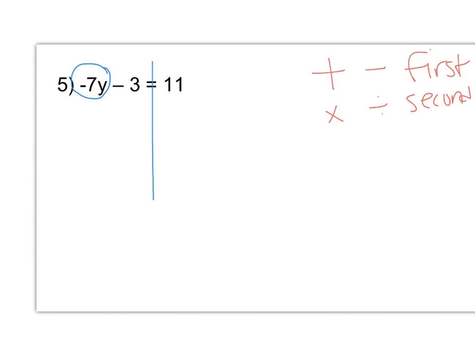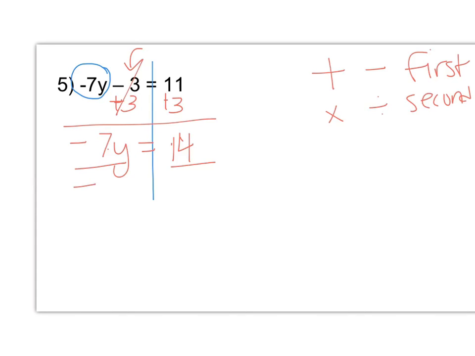So in this case, I got to get rid of a -3. The inverse of that is +3, and if I do it to one side, I got to do it to the other. These -3 and +3 cancel out. I'm left with -7y is equal to 14. And now I have to do the inverse of multiplying by 7, which is dividing by 7. -7, in fact. Let's not forget our signs.